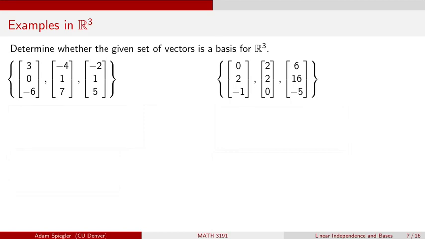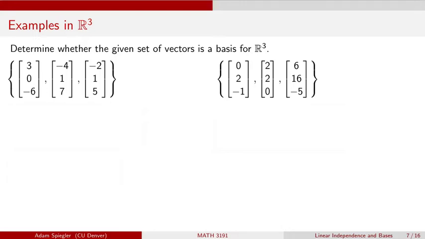All right, welcome everyone. So in this video, let's take a look at some examples of sets of vectors in R3. Here we have two different sets of vectors, and for each of these sets, we are going to consider whether or not that set is a basis for R3. And so we've already seen one basis for R3, which is the set of E1, E2, E3, the standard basis for R3. But we certainly can pick three other vectors, and they might be a basis for R3.